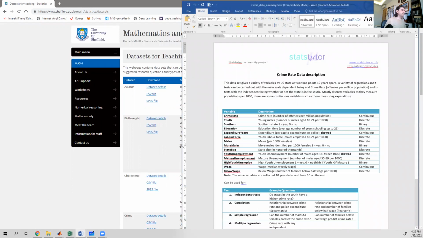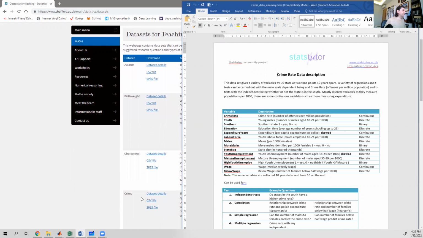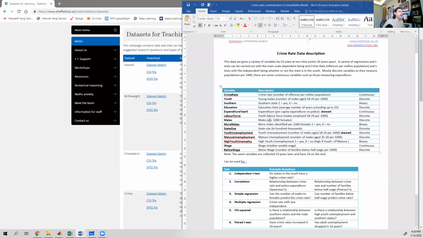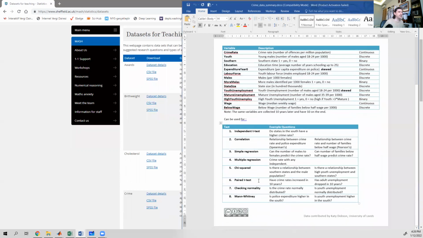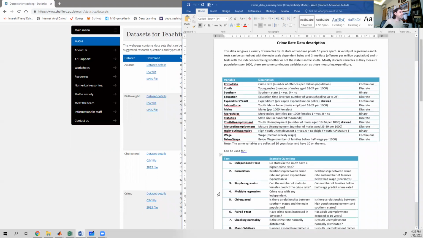All right, for instance, I'm going to be only talking about this crime data set because it has everything that we need here. Like all the data sets, you are only going to need to concentrate on two files. One of them is the description file, in which you can see the variable names and their descriptions, and also some example questions are given here. You may use them or you don't need to use them. It's up to you.